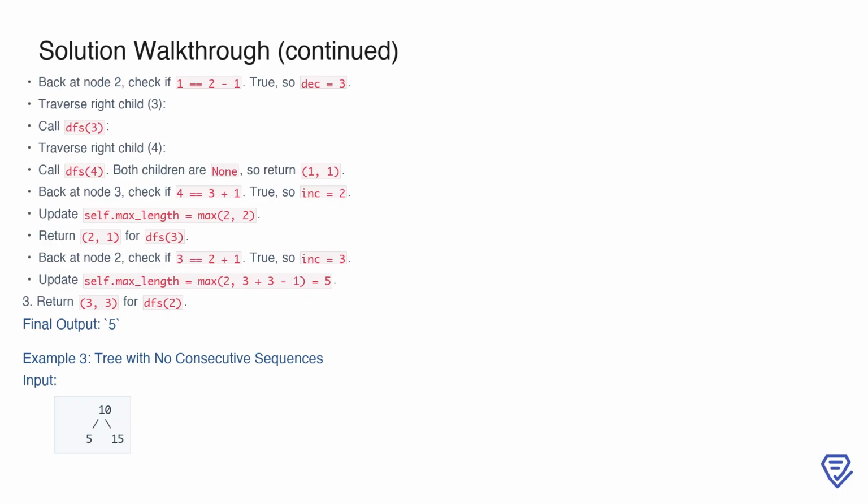Returning to node 2, we observe that 3 = 2 + 1, so inc becomes 3. We calculate self.max_length as the maximum of its current value and the sum of inc and dec minus 1, which updates it to 5. Node 2 finally returns 3, 3, and the longest consecutive sequence for this tree is 5.